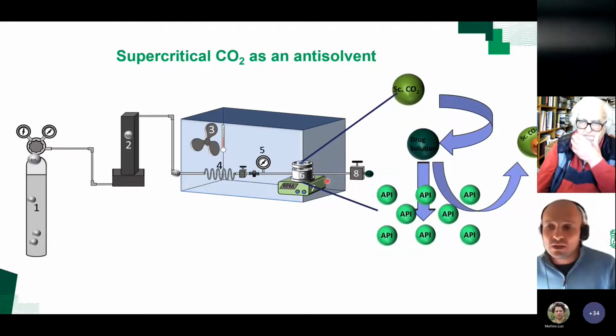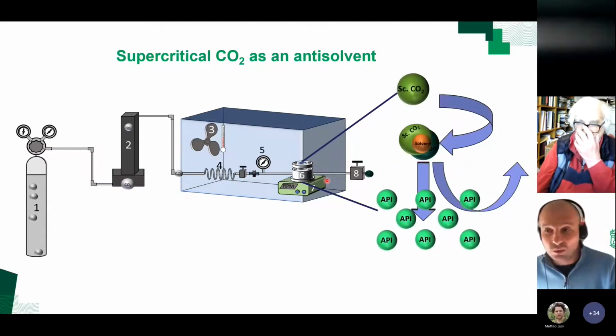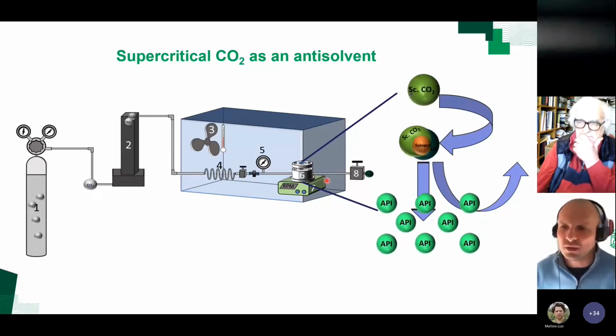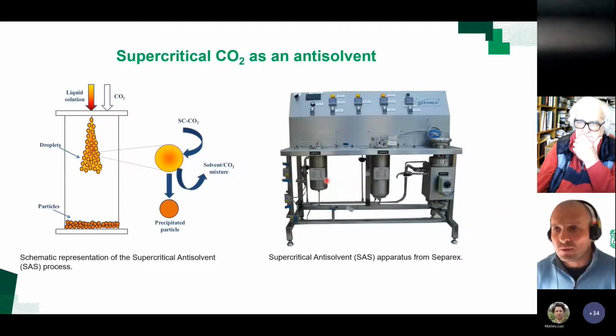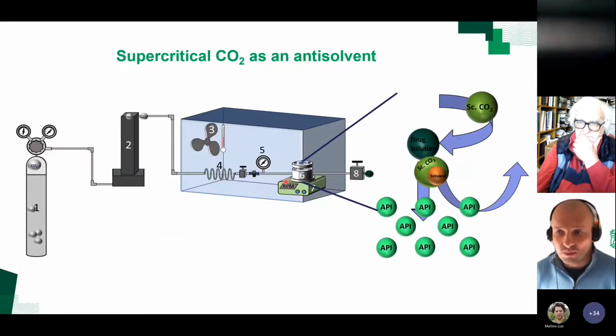So this is a method that is used to produce microparticles. We cannot produce nanoparticles efficiently here. It's difficult to control the size, but we can control the polymorphic form here. So this is a batch approach, right? And this is a conventional method to use CO2 as an anti-solvent.